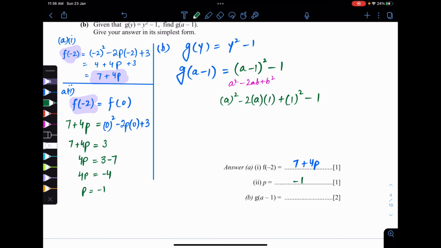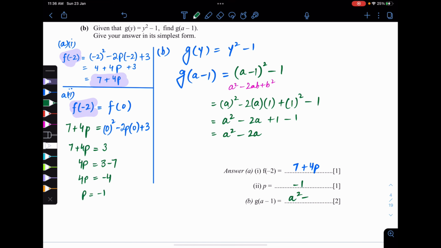So this will be a squared minus 2a plus 1 minus 1. And this is going to be a squared minus 2a. So this is the most simplified form that we have. If you want to take a common factor, it's fine. If you don't want to take a common factor, that is fine as well. It is an equivalent mark. So over here, the only mistake was that many students started opening the bracket directly, and they mistakenly expanded it as a squared minus 1 squared, which is absolutely wrong.